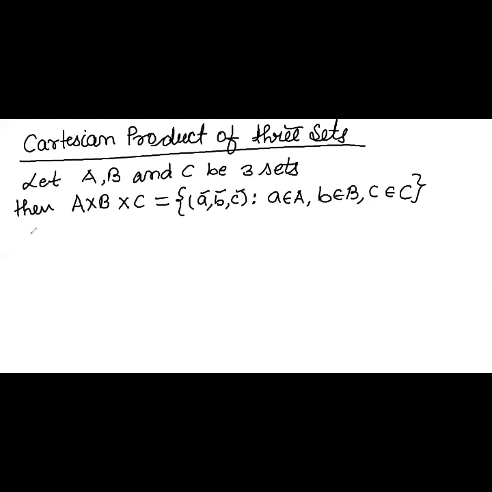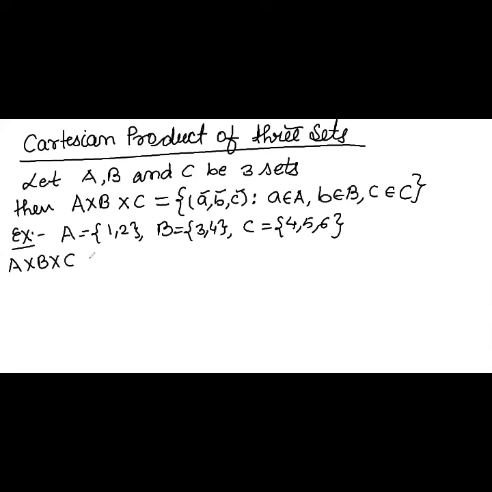I'm taking an example for this. So A I'm taking here {1, 2}, B I'm taking here {3, 4}, and C I'm taking here {4, 5, 6}. So I'm going to find here A cross B cross C. But at starting, I'm going to find A cross B and then I'm going to find cross C. So A cross B: (1, 3), (1, 4), (2, 3) and then (2, 4). After that, I'm finding A cross B cross C.